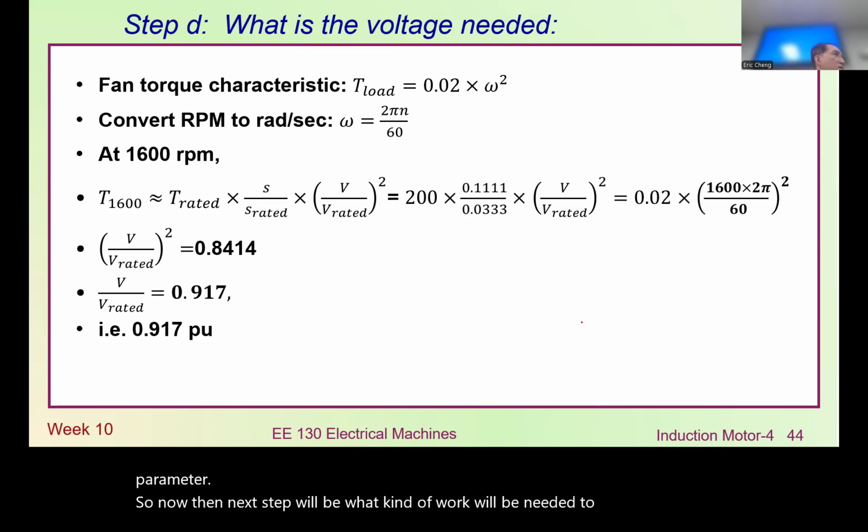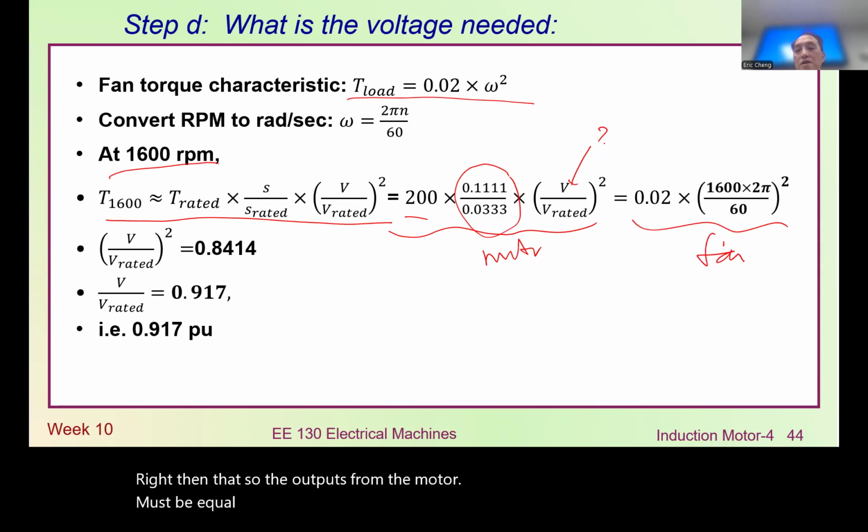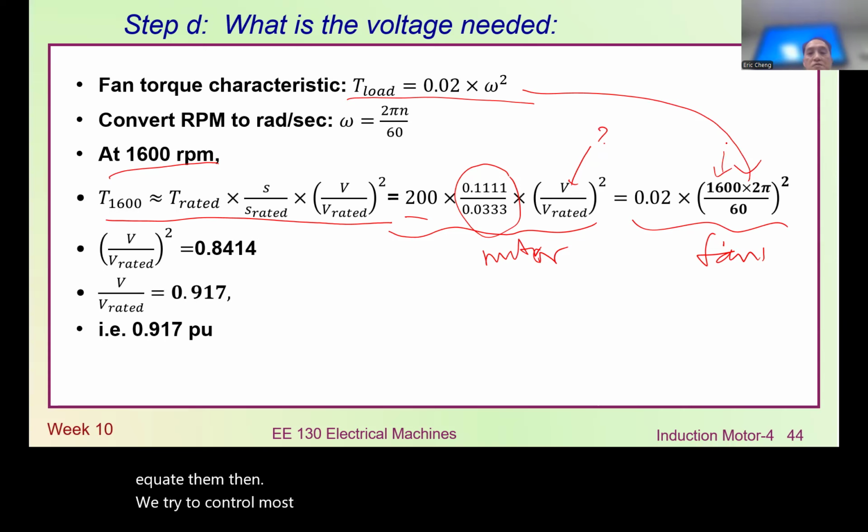So the output from the motor must be equal to the fan, right? When they operate together. So when we equate them, we try to control the motor at 1600 RPM. When we equate them, therefore we know this ratio. This ratio 0.8. So that means eventually the operation voltage will be 0.9 pu.